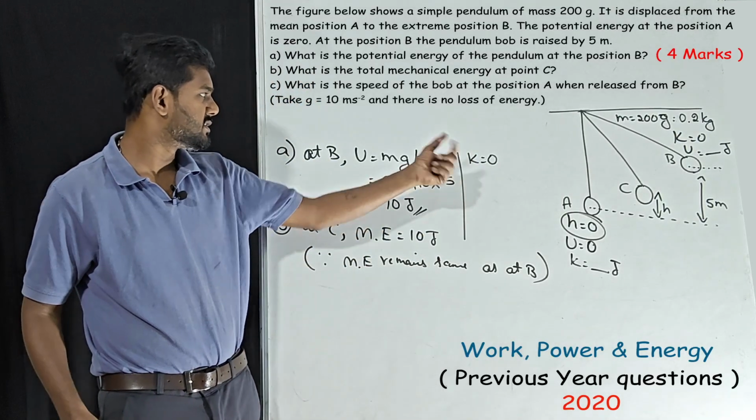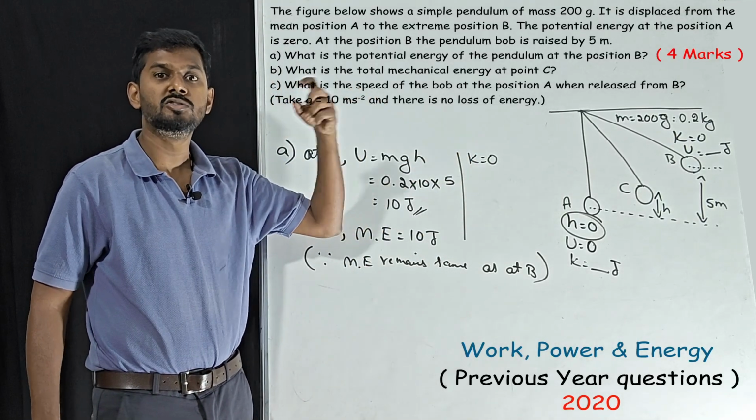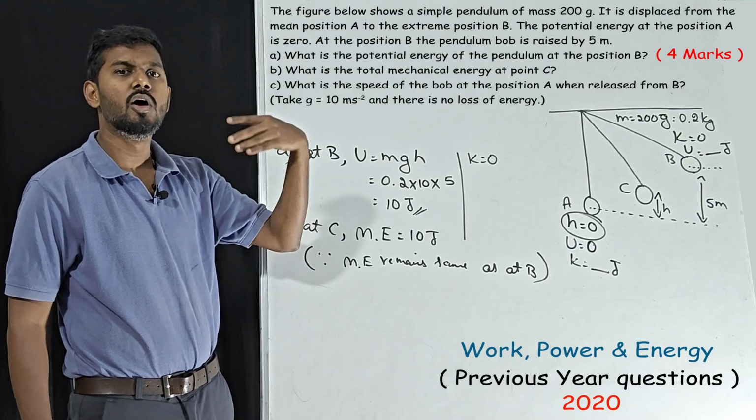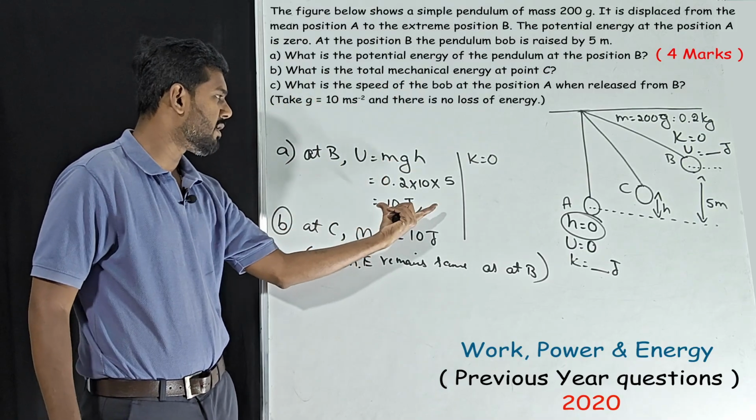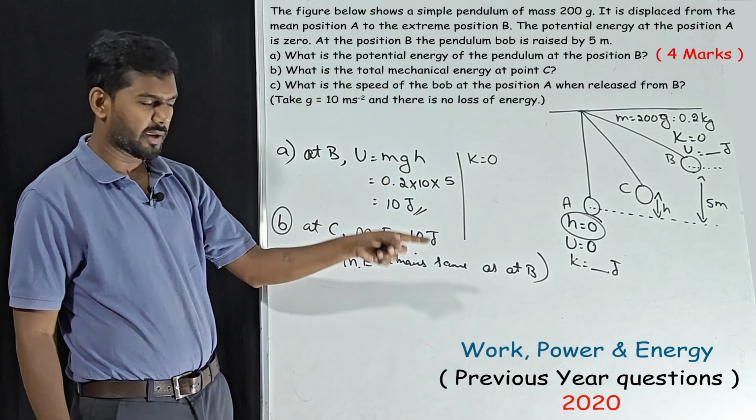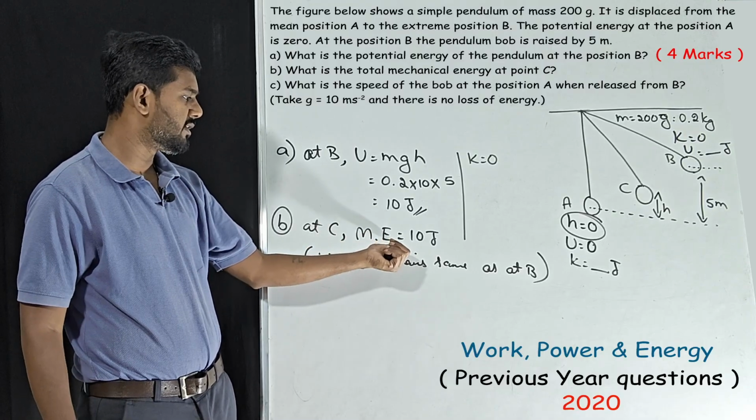So why is kinetic energy 0 at B? Because it has no velocity. If it has no velocity, there is no kinetic energy, so the sum of kinetic plus potential is equal to the mechanical energy. So the mechanical energy will be the same at C.